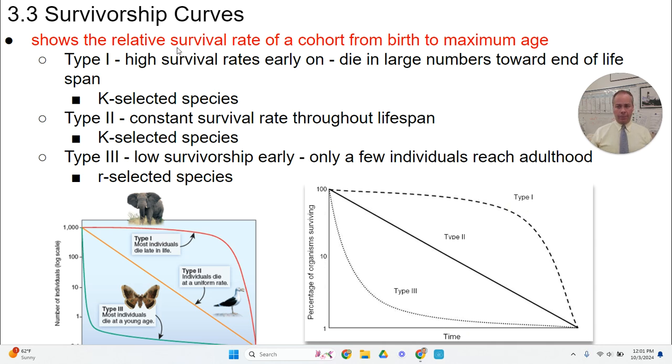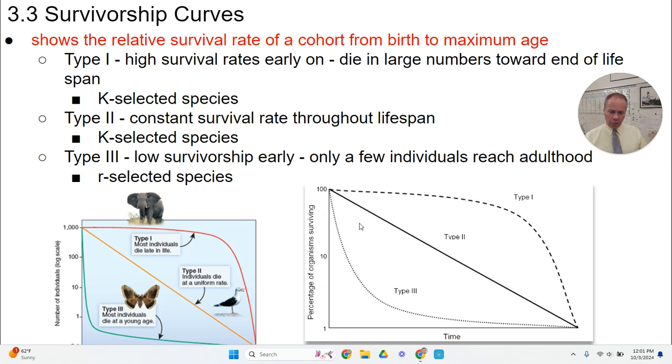And as time goes on, as they get closer and closer to the maximum lifespan, that is when the majority of individuals start to die off. And so it has this shape. This is typical of K-selected species. If we think of these elephants, most elephants are able to survive birth and survive into adulthood, and then they tend to die later in their lifespan. So these are typically K-selected species.